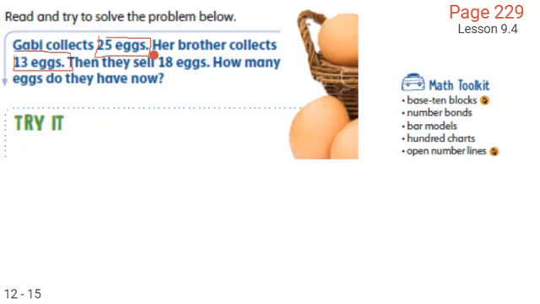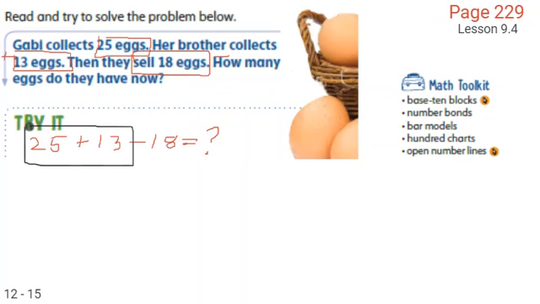Then they sell 18. Oh, so that's telling me that these two, we need to add those two together because they, which is Gabby and her brother, and they sell 18. So that's going to be a subtraction. We can write it out like this, where it's 25 plus 13 minus 18 equals an unknown.